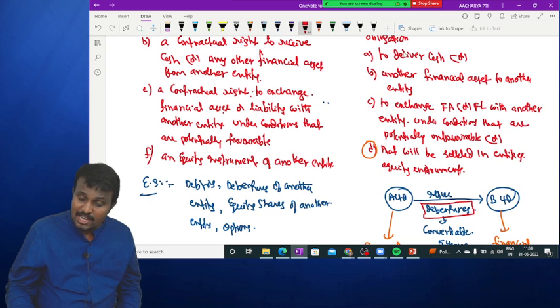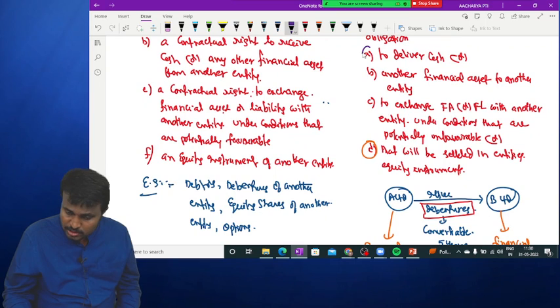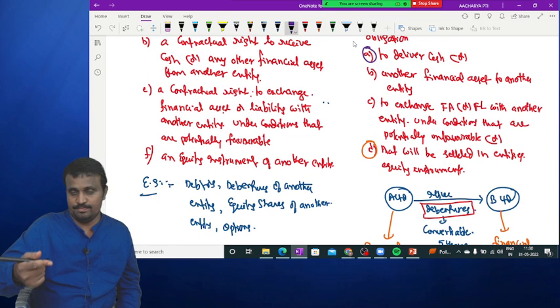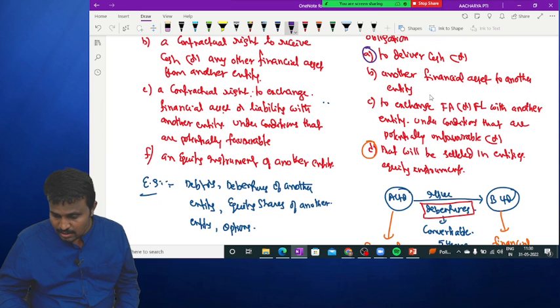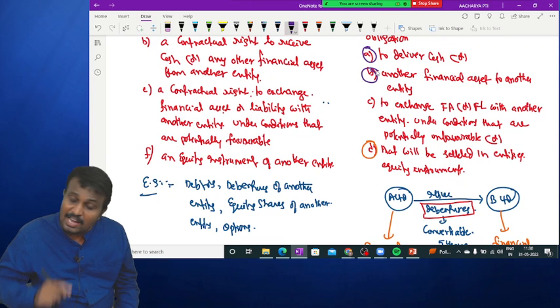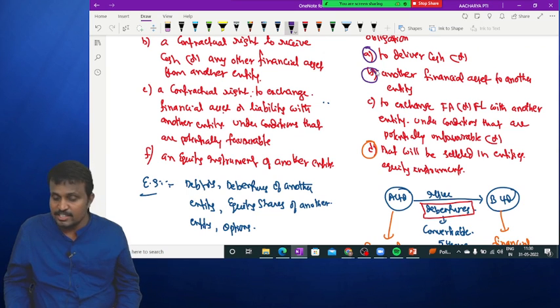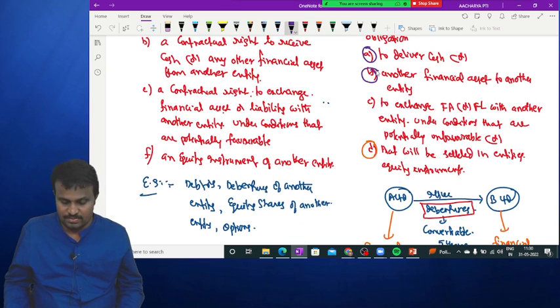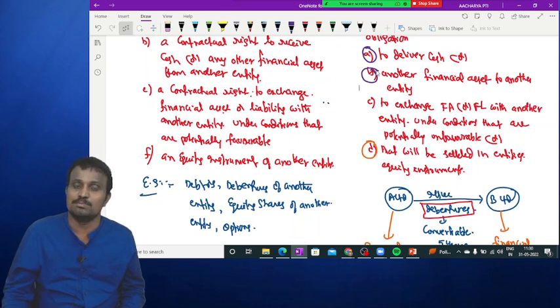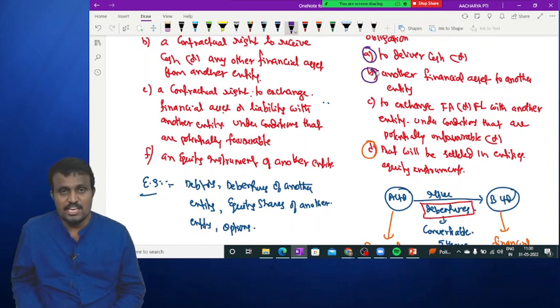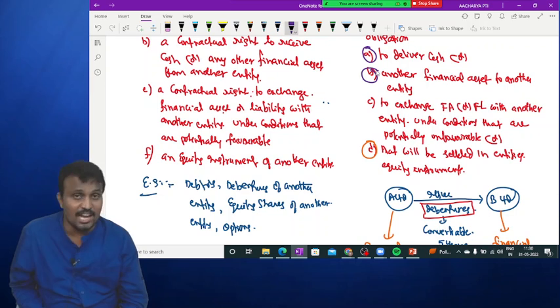So the financial liability is a contractual obligation which results in delivery of cash to another entity, or delivery of a financial asset to another entity. For example, we purchase goods on credit basis from Mr. A. He becomes the creditor. That will become a financial liability to us and a financial asset to Mr. A. So we need to pay the cash to the respective party after some period.